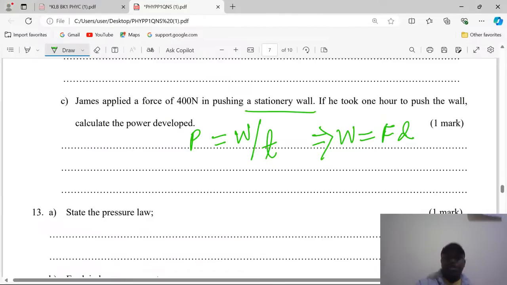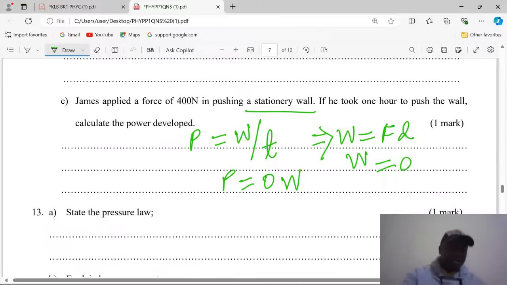This person is pushing a stationary wall, therefore there is no distance moved, and so we shall say work becomes 0. If work equals 0 because of force times 0 distance, 0 divided by anything just becomes 0. So the power is 0 watts or 0 joules per second. So there is no power developed. In other words, there is no work done because there is no distance moved. Scientifically, we say work is only done when a distance is moved.